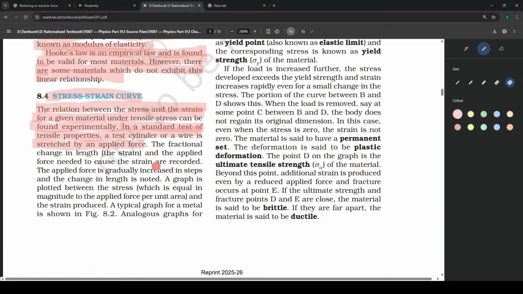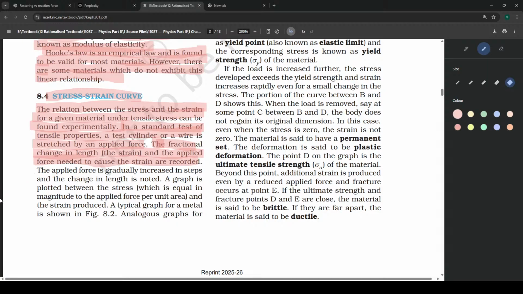We stretch a cylinder or a wire by a standard force. The fractional change in length, that is the strain, and the applied force needed to cause the strain are recorded. After doing the experiment, what we record is the small change in length, delta L, the strain delta L by L, along with the force needed to cause the strain, that is basically the stress. The applied force required to cause the fractional change in the length of this wire or cylinder, both are recorded.